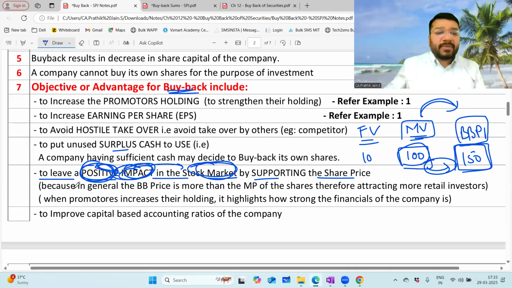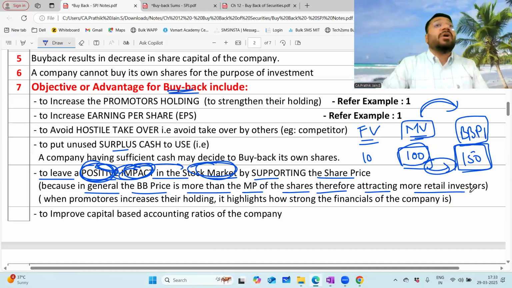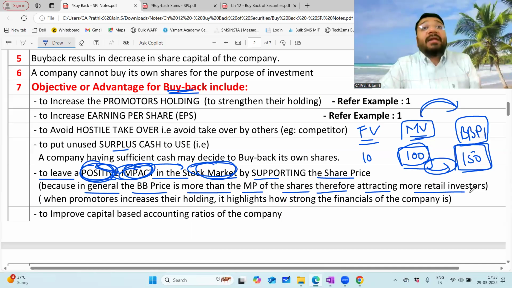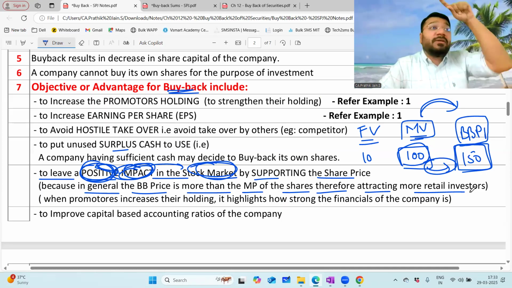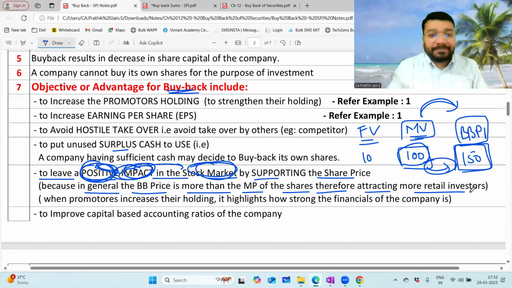Any problem with this? So in general, the buyback price is more than the market price of the share, therefore attracting more retail investors. So if there's more demand for that share in the market, ultimately the share price goes high. That is, the share price of that particular company goes high.